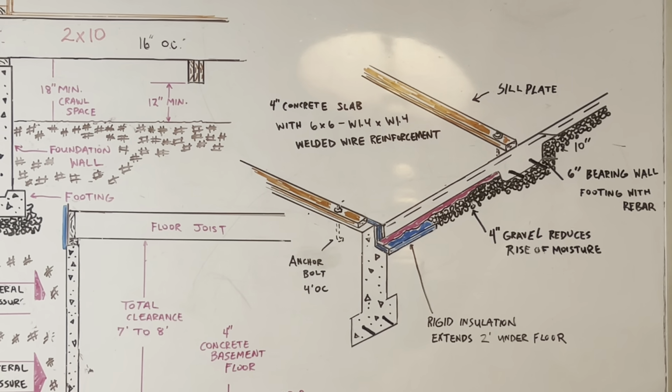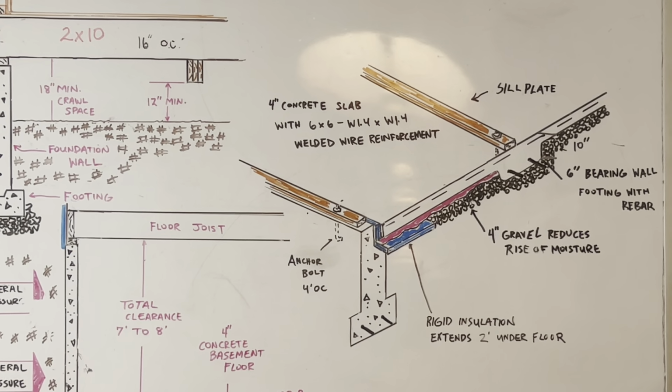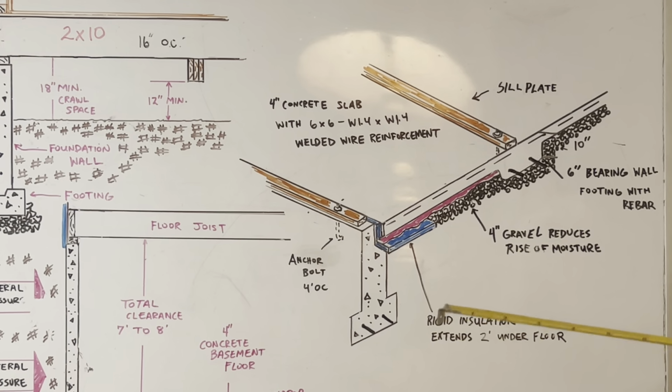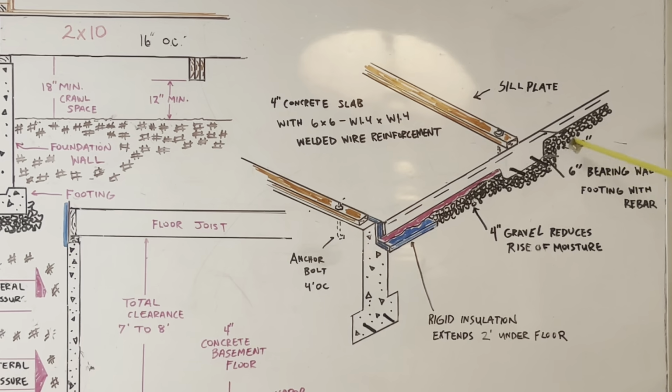Now, in slab at grade construction, a concrete slab rests directly on a bed of gravel that has been placed on the ground. See this bed of gravel right here, placed directly on the ground? This is 4 inches of gravel, which is going to reduce the rise of moisture. This is our capillary break.